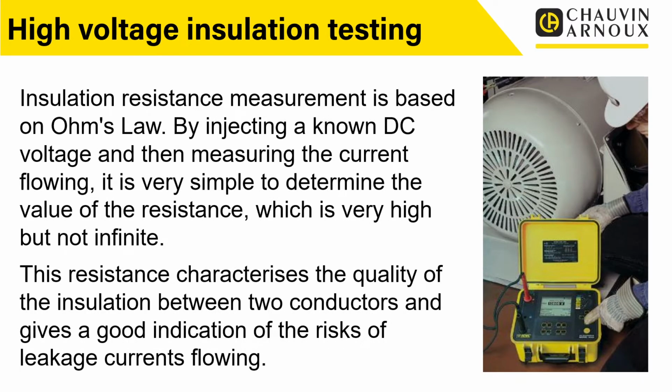Insulation resistance measurement is based on Ohm's law. By injecting a known DC voltage and then measuring the current flowing, it is simple to determine the value of resistance, which is very high but not infinite. This resistance characterizes the quality of the insulation between two conductors and gives a good indication of the risk of leakage currents flowing.